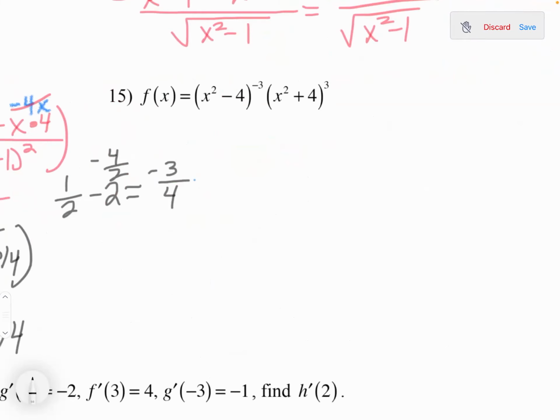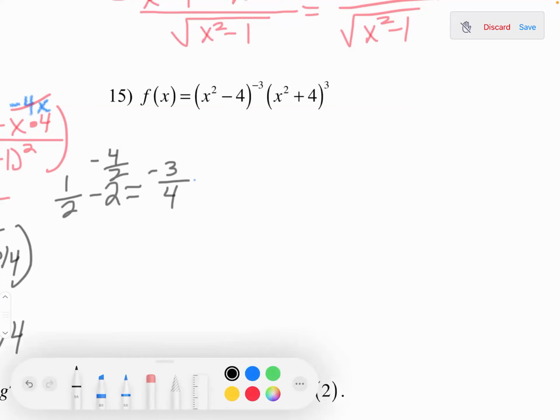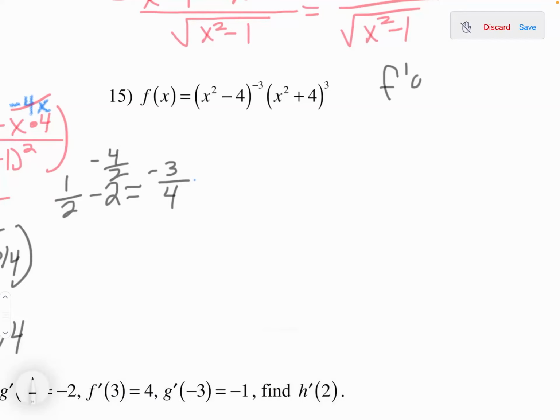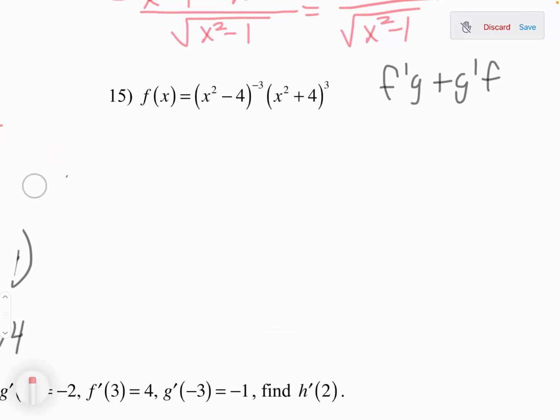Number 15. Looking at number 15, the way it's written, it is a product rule. We can leave it like that. We can make that negative 3 a positive 3 to begin with, and it becomes quotient rule. It really doesn't matter to me how we do it. I might just leave it like it is because I like product rule, honestly. f prime g plus g prime f. All right, so let's just leave it like it is and see if we can take the derivative.